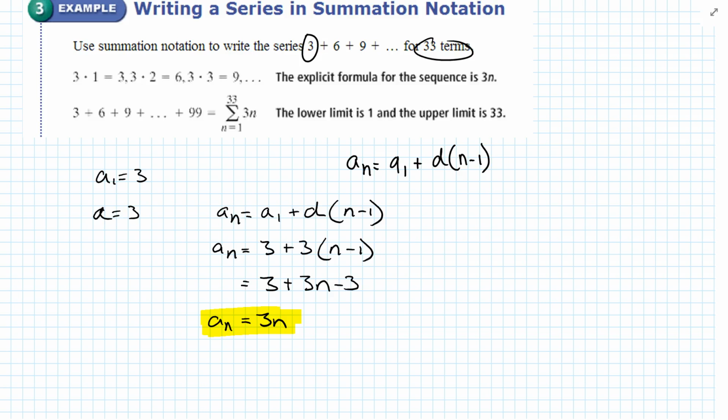So we set it up as n equals 1, summing all the way to the 33rd term, 33, and the explicit formula is 3n. That's how we'd set that up: n equals 1 to 33 in our explicit formula.